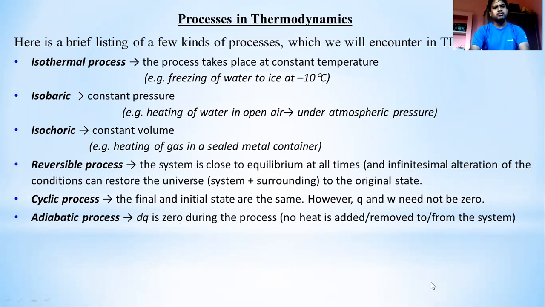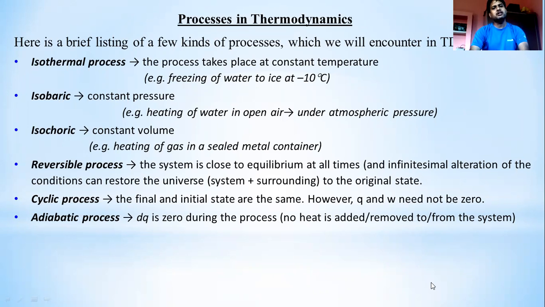First, the isothermal process. Thermodynamics means we need to change the state of the matter. An isothermal process is one that takes place at constant temperature. When you move from state 1 to state 2, throughout the process the temperature will be constant, that means del T will be 0. For example, freezing of water to ice at minus 10 degrees C. Whenever there is a phase change, the temperature will be constant, so that is an isothermal process.